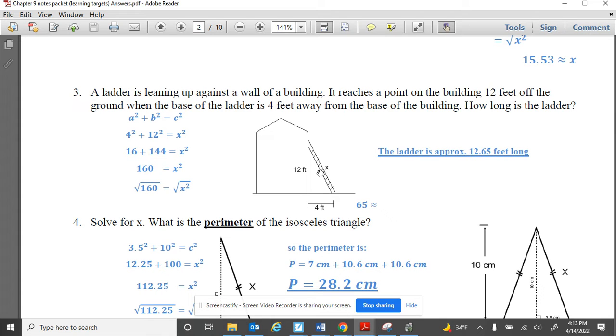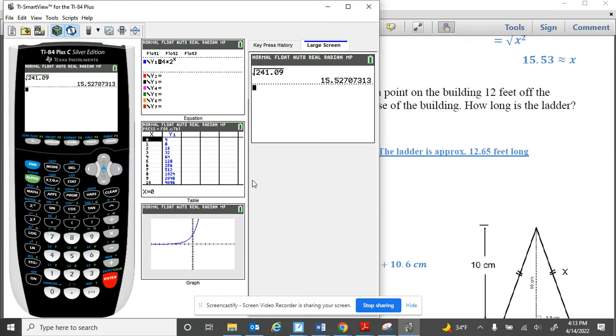So we take 4 squared plus 12 squared, and that's going to equal x squared. 4 squared is 16, 12 squared is 144. Add those together to get 160. And so 160 equals x squared, just like we did before. We solve that for x by taking the square root of both sides. So the square root of 160.